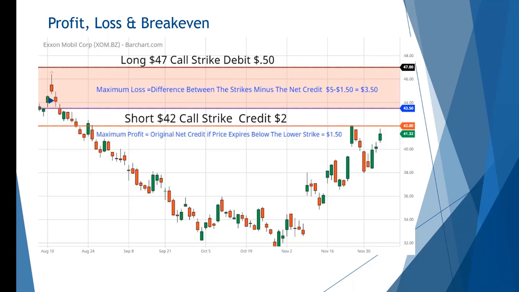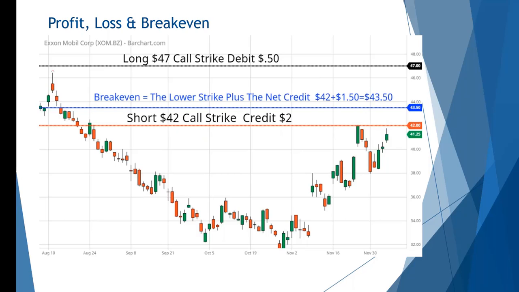Now, what's our maximum loss? Well, our maximum loss is going to be the difference between our two strikes, in this case, $42 and $47. That's $5 minus the credit that we're going to take in, the $1.50. So the maximum we could lose on this trade is $3.50. And what would happen is if the price of Exxon got above $47, we would be assigned or called on our $42 strike. We would exercise or call in the $47 strike. And so we would just be the net difference between those two minus the credit.